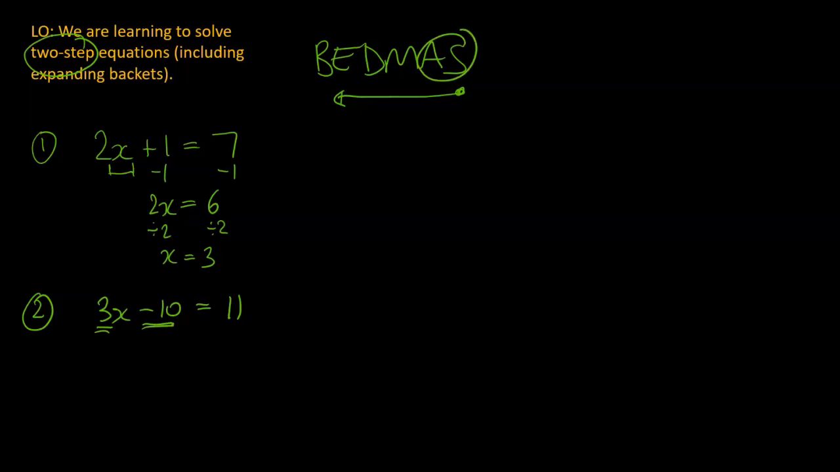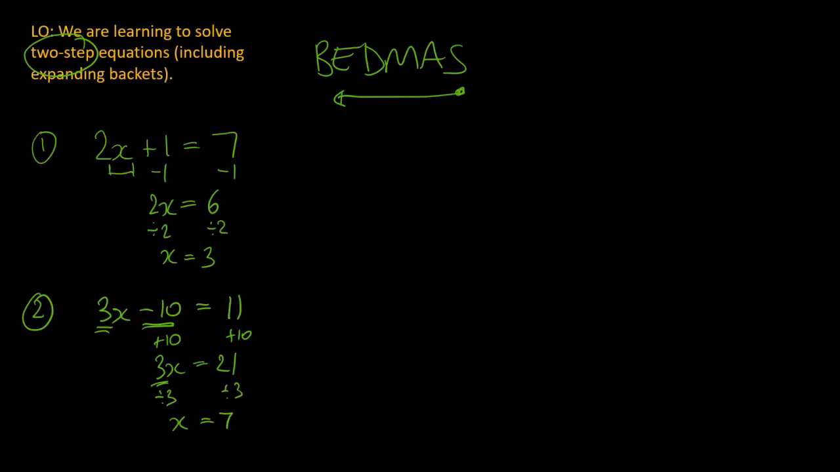Again, we've got to get rid of addition and subtraction first. We're going to do that times 3 later on, but to get rid of the minus 10, we're going to add 10. So we're going to work on our opposite still, plus 10, plus 10. That means 3x will be equal to 21. We're then left with our times 3, and to get rid of that, we're going to divide by 3, which means x is equal to 7.